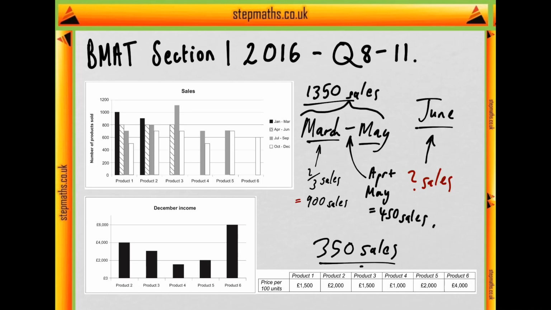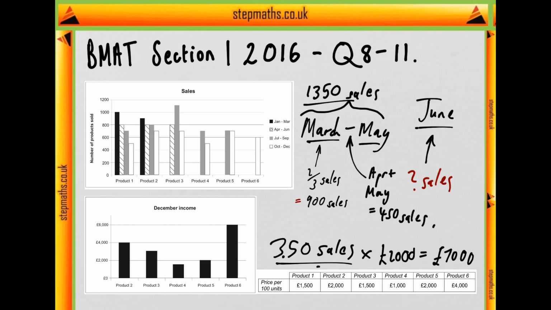If we multiply this by the per unit sales, or the per 100 unit sales shown here, to be 2,000 per 100 units, we can multiply 3.5 by 2,000 to get $7,000, which we can see the answer to be D, the amount sold in June.